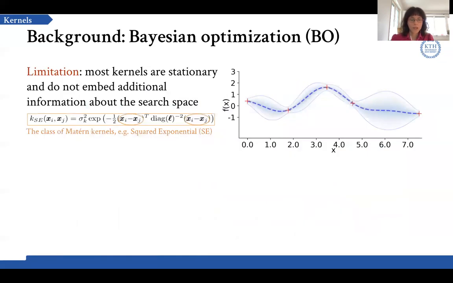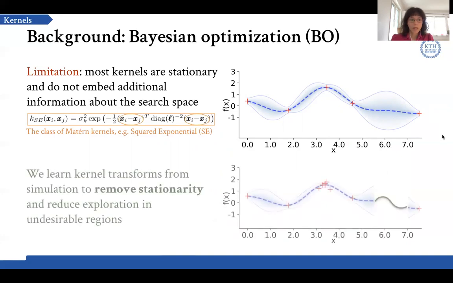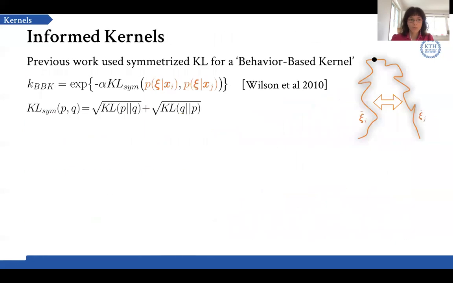All right, but the limitation here is that most kernels are stationary, so they do not embed additional knowledge about the search space. They rely only on the differences between controller parameters, and this is usually computed as a Euclidean distance. Now, we would learn kernel transforms from simulation, and this will help us remove stationarity, and we will also show how to reduce exploration in undesirable regions.